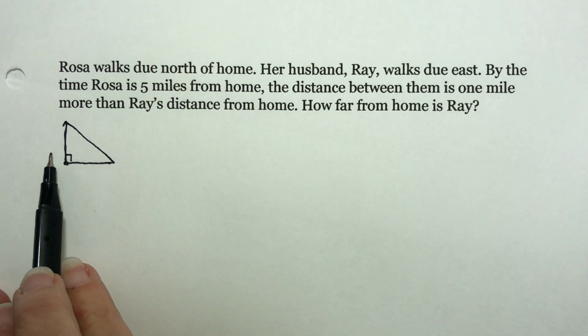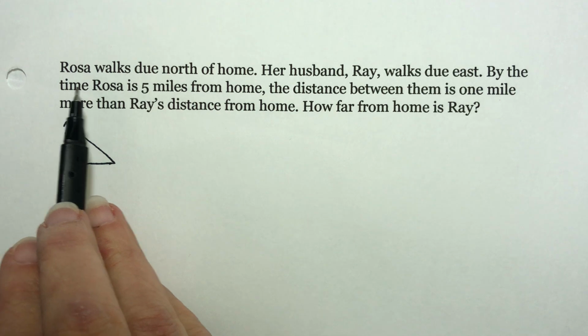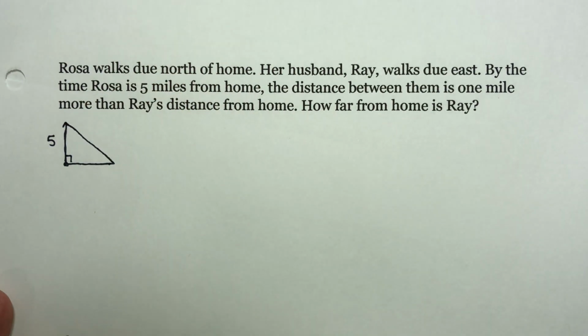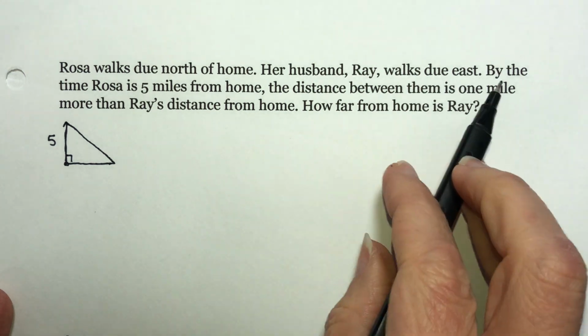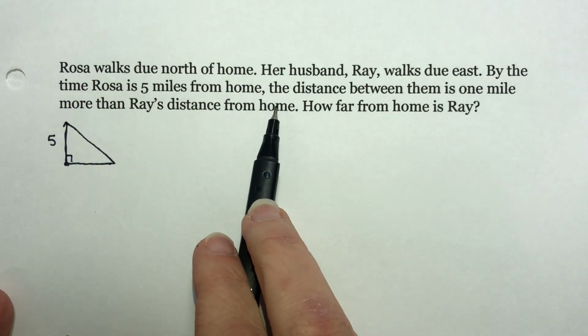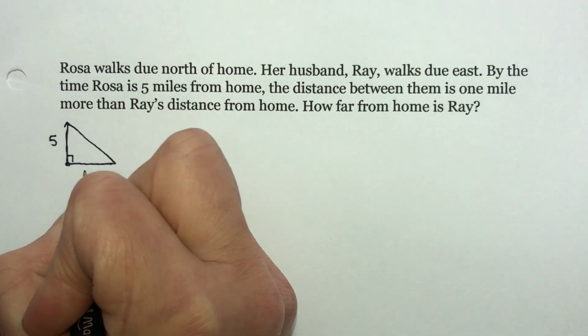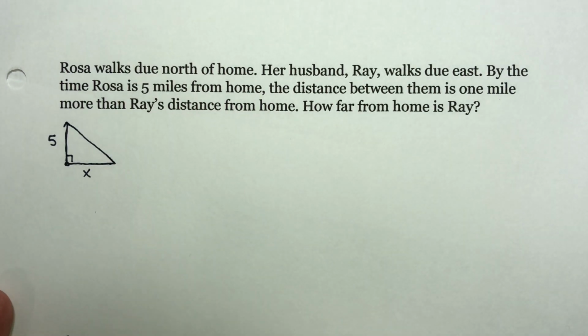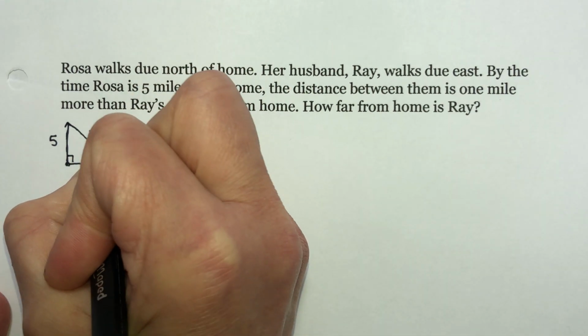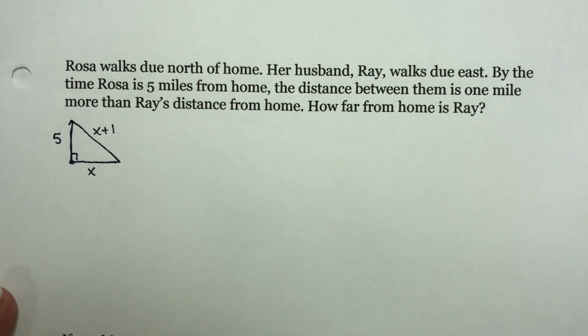This is Rosa. By the time Rosa is 5 miles from home, so this is 5 miles right here. The distance between them, which is going to be this side, is 1 more than Ray's distance from home. Well, Ray is walking this way, so let's say he walks X miles. The distance between them is 1 more than this, so this is going to be X plus 1 right here.